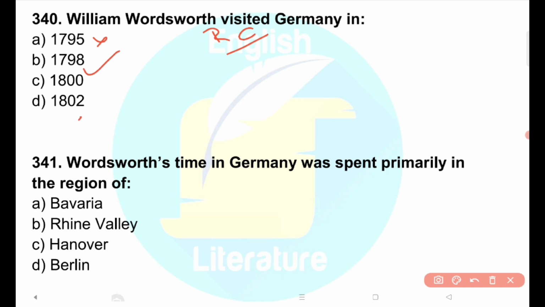Wordsworth's time in Germany was spent primarily in the region of... Option C, Hanover. Wordsworth stayed in Goslar, in the region of Hanover, during his time in Germany.